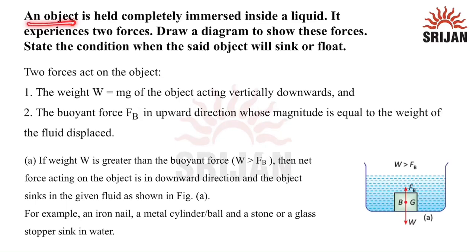The question is, an object is held completely immersed inside a liquid. It experiences two forces. Draw a diagram to show these forces and state the conditions when the said object will sink or float. Now, the two forces that act on an object when it is immersed in a liquid are the weight force that will act downwards like this, and the upthrust force that will work in the upward direction, okay, whose magnitude is equal to the weight of the fluid displaced.